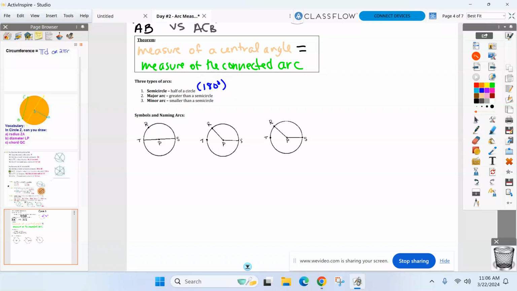Well, what if an arc is bigger than 180? We call it a major arc. Major sounds important, huh? And if it's smaller than 180, a minor arc.